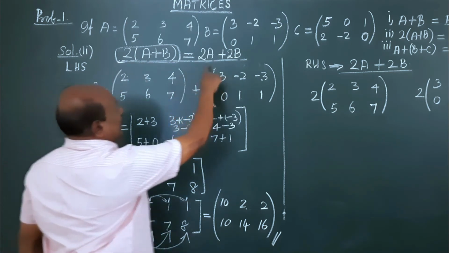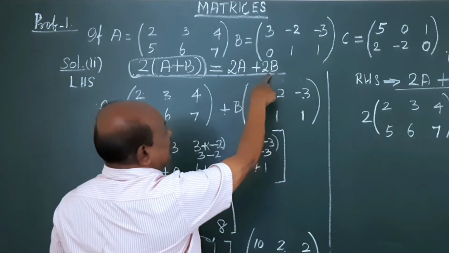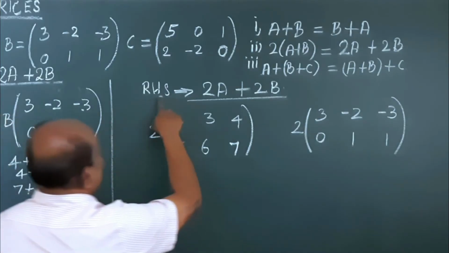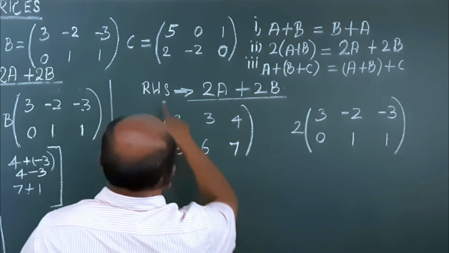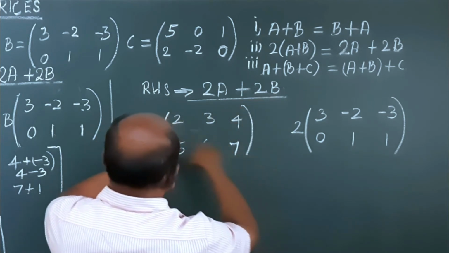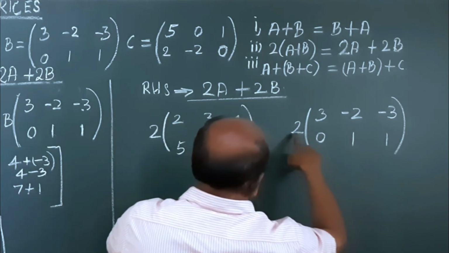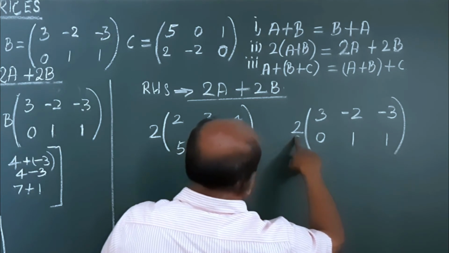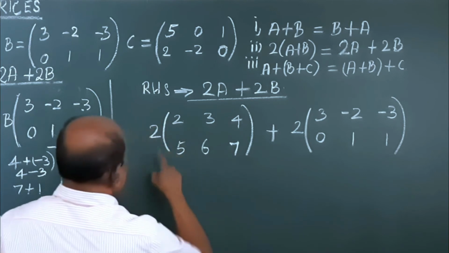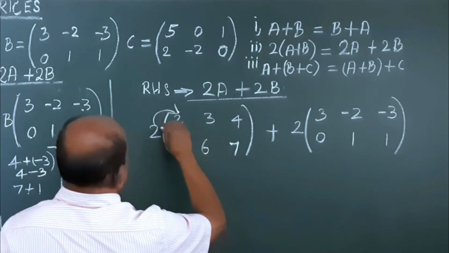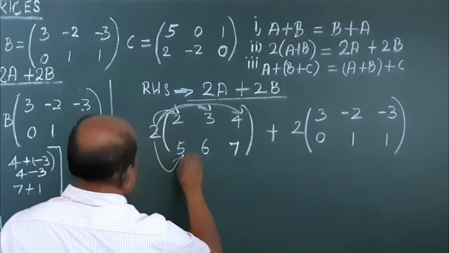Next, move to right hand side. That is, it is equal to 2A plus 2B. Now, come to right hand side. 2A plus 2B. Now, this is A matrix multiplied with the scalar number 2. This is the B matrix multiplied with the scalar number 2. After that, we are going to add it. Here, like that, 2 into 2, 2 into 3, again 2 into 4, like that here.